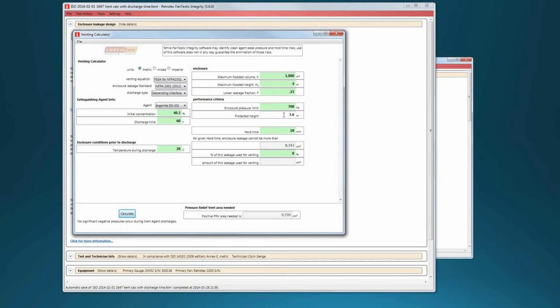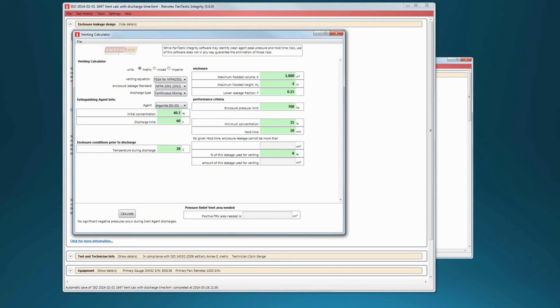And most of the enclosures in the UK, at least, and many of them in Europe, actually have the AC units continuing to run during the hold time, so we have continuous mixing. So let's take a look at continuous mixing and see what that looks like. So we've gone from descending interface here to continuous mixing, and here our minimum concentration will be 85% of design.